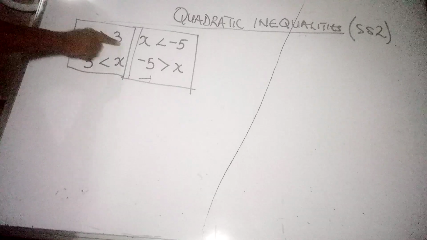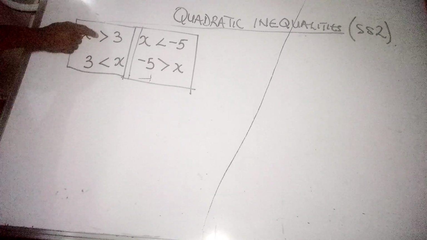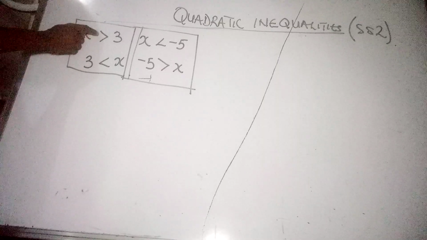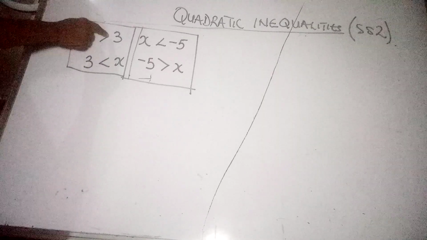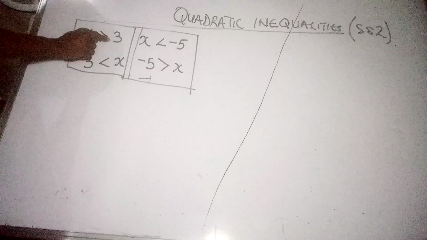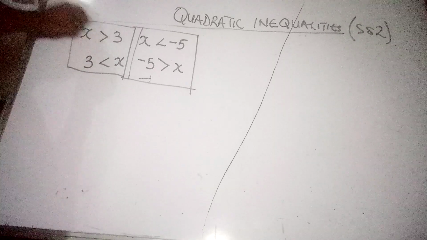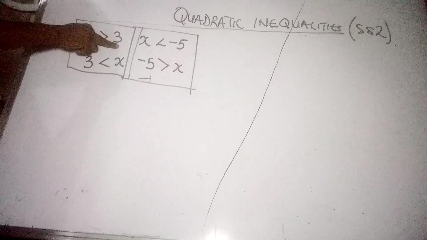How do I know that x is greater than 3? Because anything at the open end of this inequality, this is the open end here, is always greater, while anything at the pointed end, that's the way I normally refer to it, is always lesser. So if I start from here, that means x greater than 3.